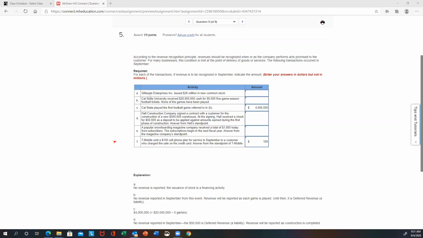And they want to know if revenue is to be recognized in the month of September. First one is just going to be a stock sale. Remember, this is common stock. This is not under retained earnings. So this is investments, not revenue, so nothing.